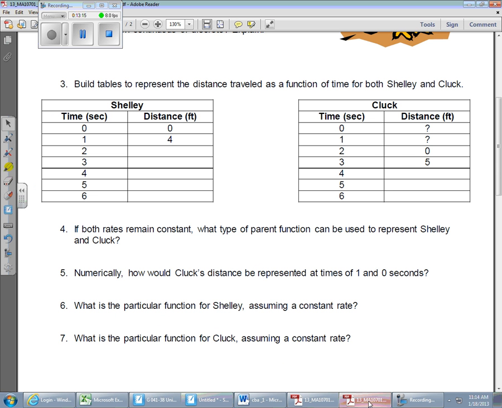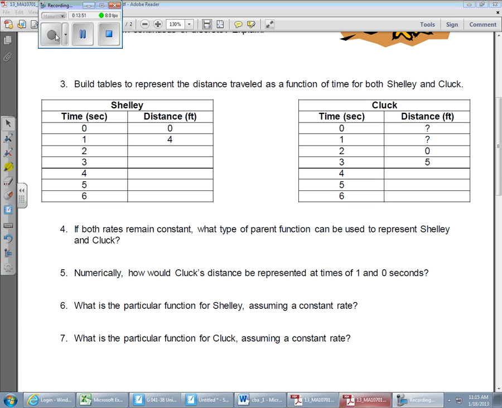Okay, now question number 4 asks, if both rates remain constant, what type of parent function can be used to represent Shelley and Cluck? Okay, well, here's a little bit more vocabulary. Parent function. This is another term that we are responsible for, and it's something that we've talked about in the first semester of Algebra 1. Okay, so in your groups, again, hopefully, let's find the definition or at least a plain English explanation for what is a parent function. All right, parent function. Okay, this is a term that everybody is responsible for.